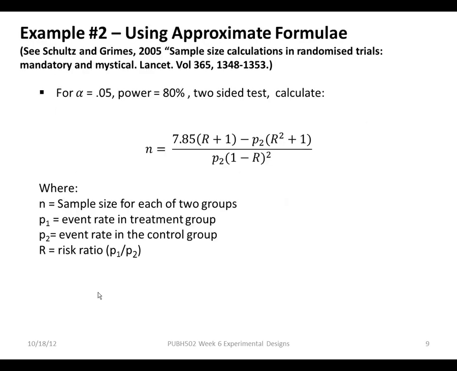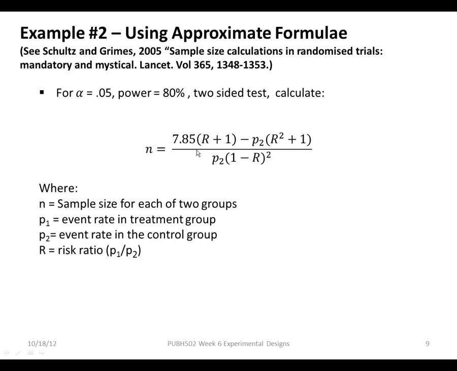Another way to do quick and dirty sample size calculations, this is really back of the envelope because the formulae aren't that precise, but there are some basic rules of thumb that were developed before we all had ready access to online sample size calculators. It's basically a formula that uses P1 and P2, which are the event rate in your treatment group and the event rate in your control group, and a ratio of the two, R, which is P1 over P2, to calculate N, the sample size for each of the two groups.